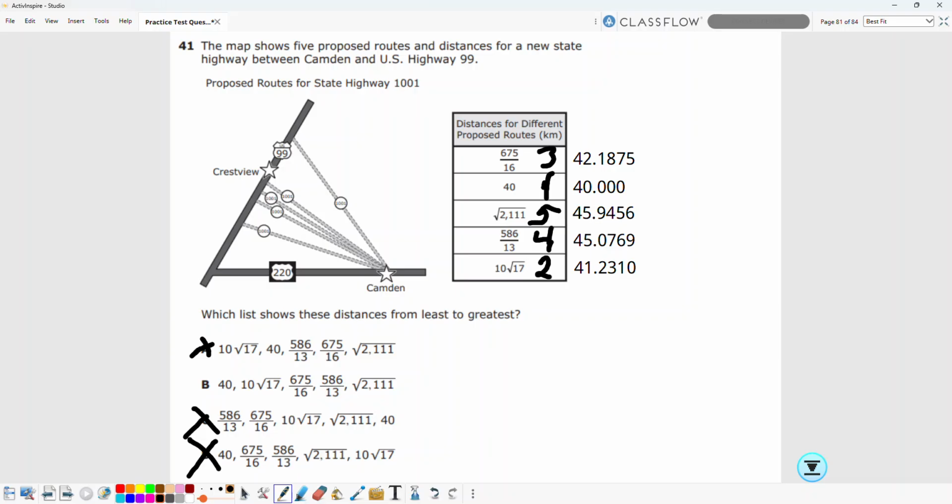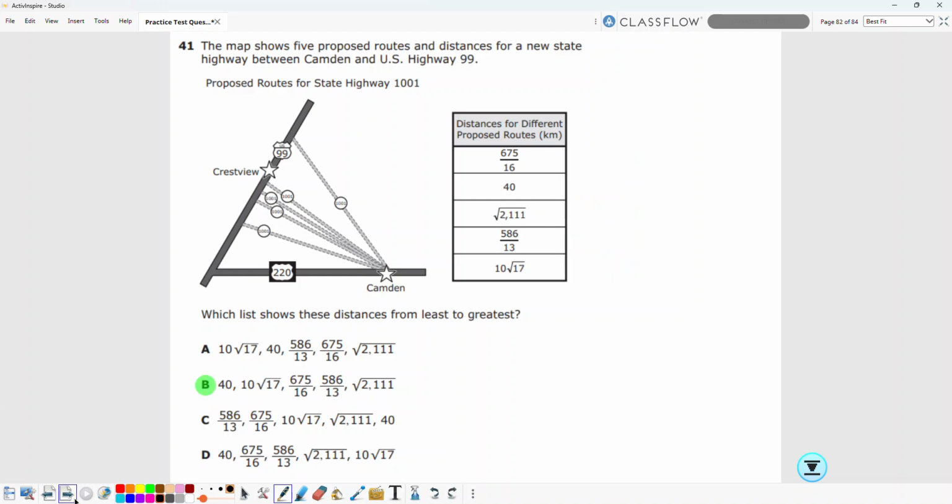Okay, so let's look at what 3 is. 675 over 16. So I'm going to put check marks here. So we got that. We got that. 675 divided by 16, that's third. 586 divided by 13 is fourth. Yep. Square root 2111. So B checks out. Let's test our answer. There you have it.